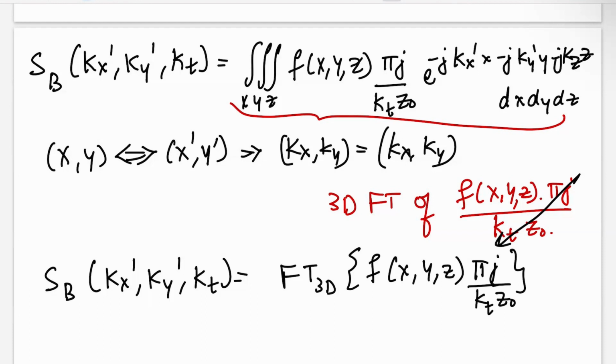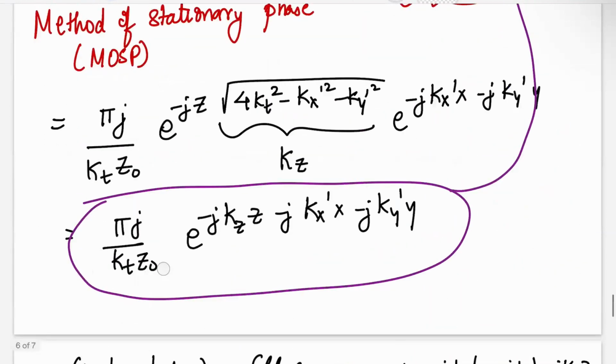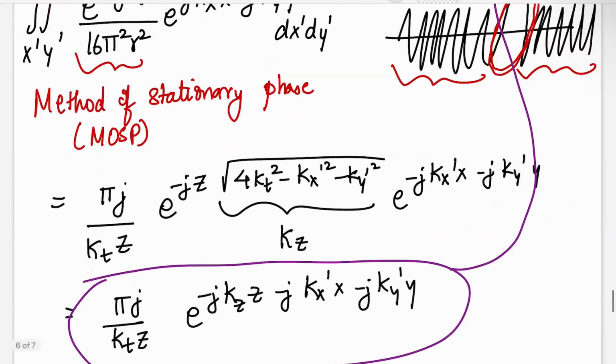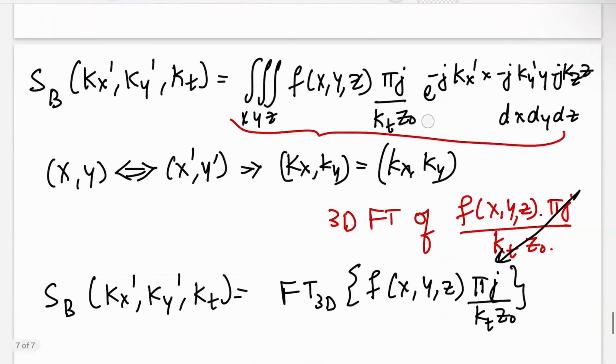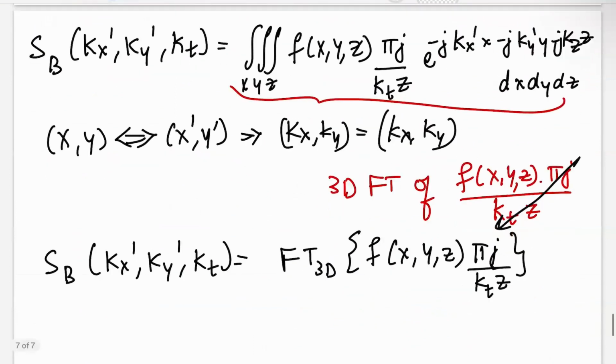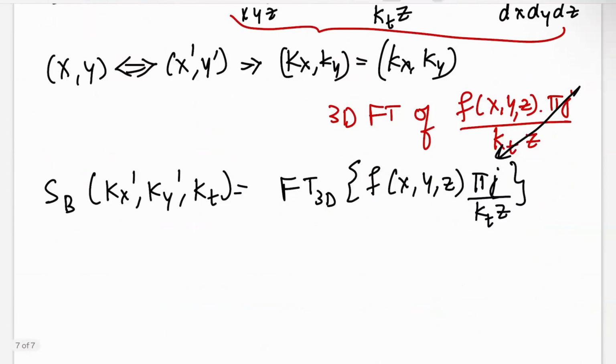This should actually be z, not z naught. Go back. Yeah. Okay. That's right.